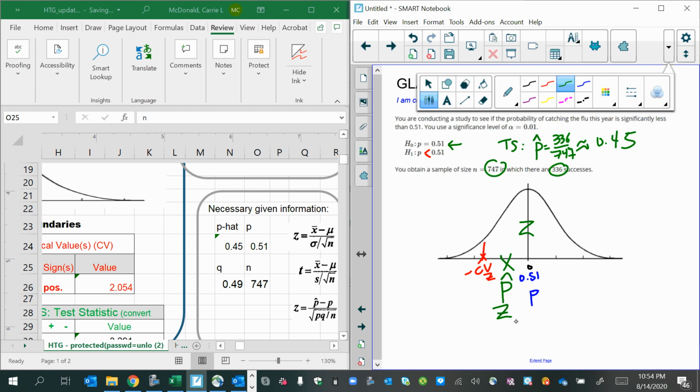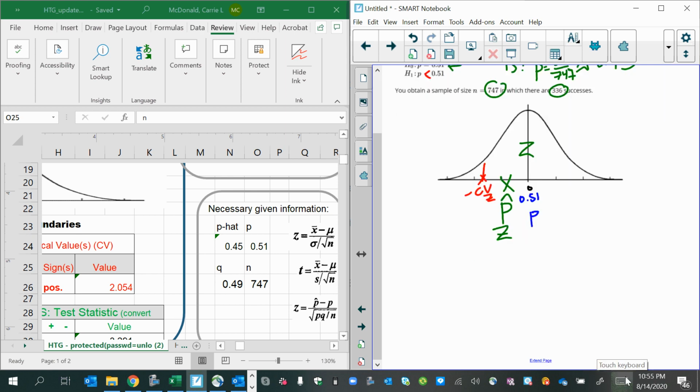As a z-score is what we want to know, because I know that 0.45 is less than 0.51, but I don't know how much less it is in terms of standard errors. And I need to know that. I need to know the z-score to know if it's really significantly different. So I'm going to find that test statistic. I'm going to convert my p hat into a z-score.